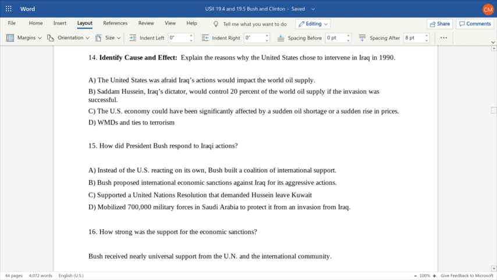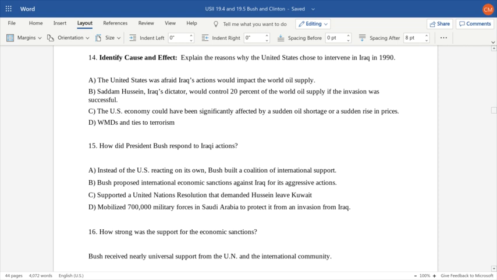So what President Bush did, instead of just reacting on his own in August of 1990, he first wanted to go to the world community, the United Nations, build an international community and support for an action in Iraq. Bush proposed international economic sanctions, basically cutting off trade with Iraq until they withdrew their troops from Kuwait. The United Nations passed a resolution demanding that Hussein leave Kuwait. So basically we had almost unanimous international and world support for Hussein to pull his troops out of Kuwait.